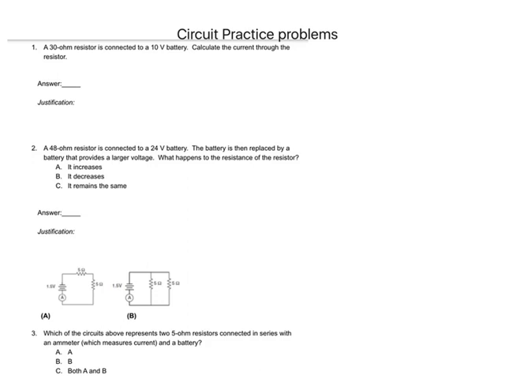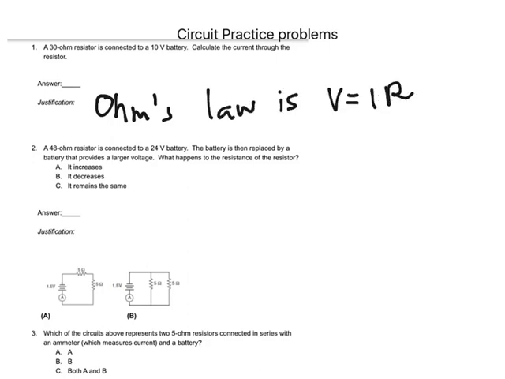So, number 1 is a 30 ohm resistor is connected to a 10 volt battery. Calculate the current. So, your justification would be under Ohm's law. Ohm's law is V equals IR, so that's voltage equals current times resistance. So, we have a resistance, we have a voltage, and we want to calculate the current.